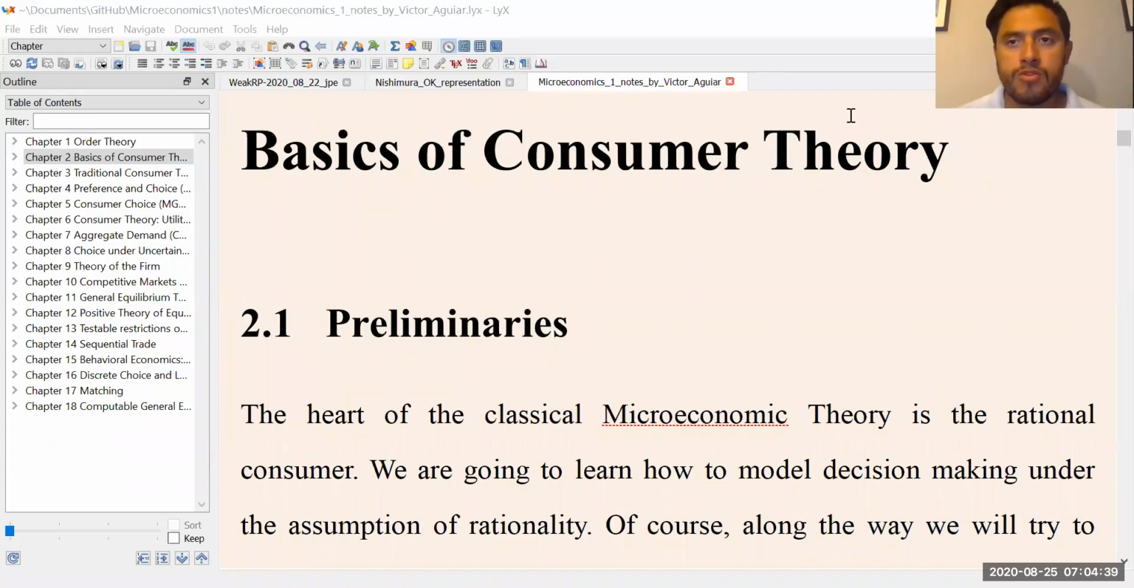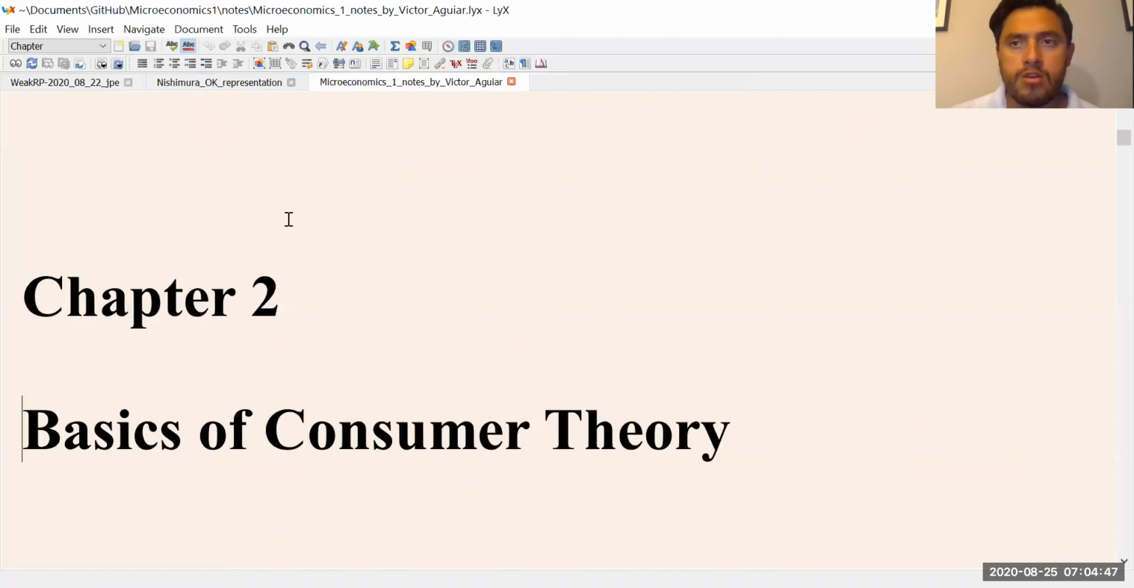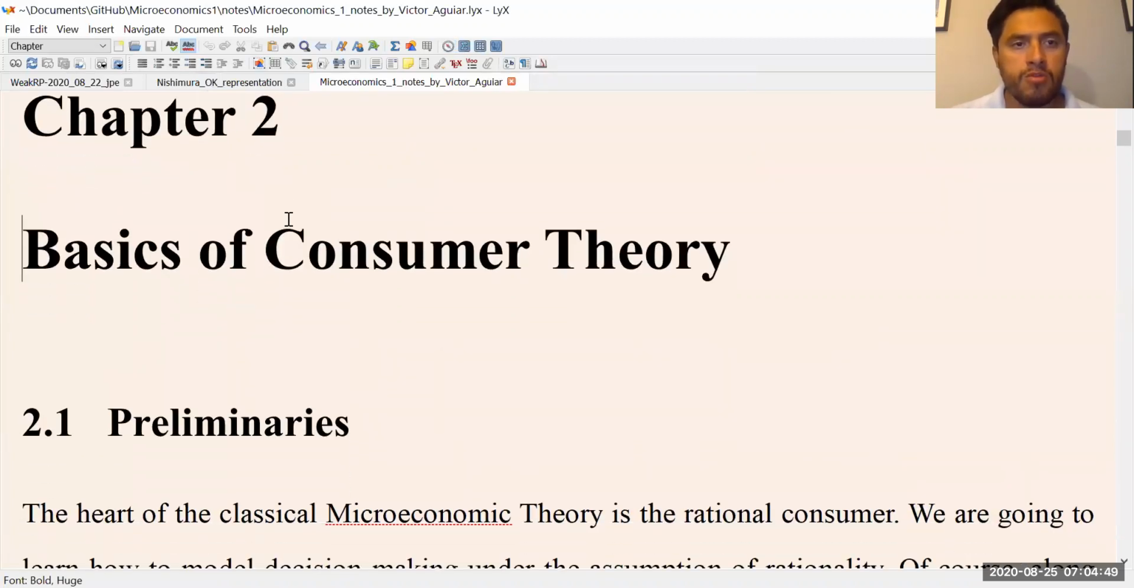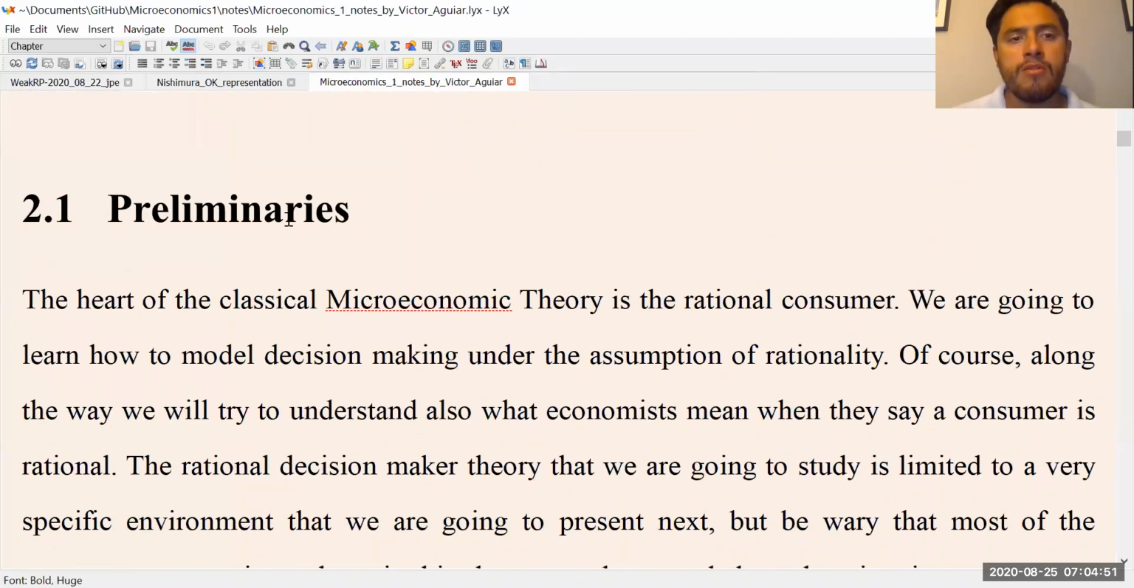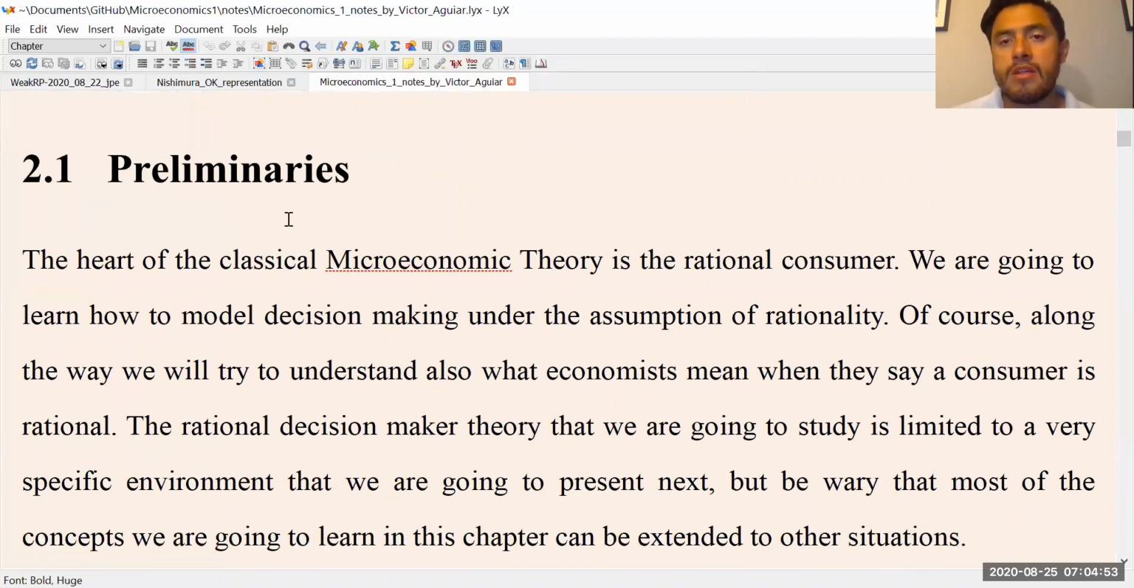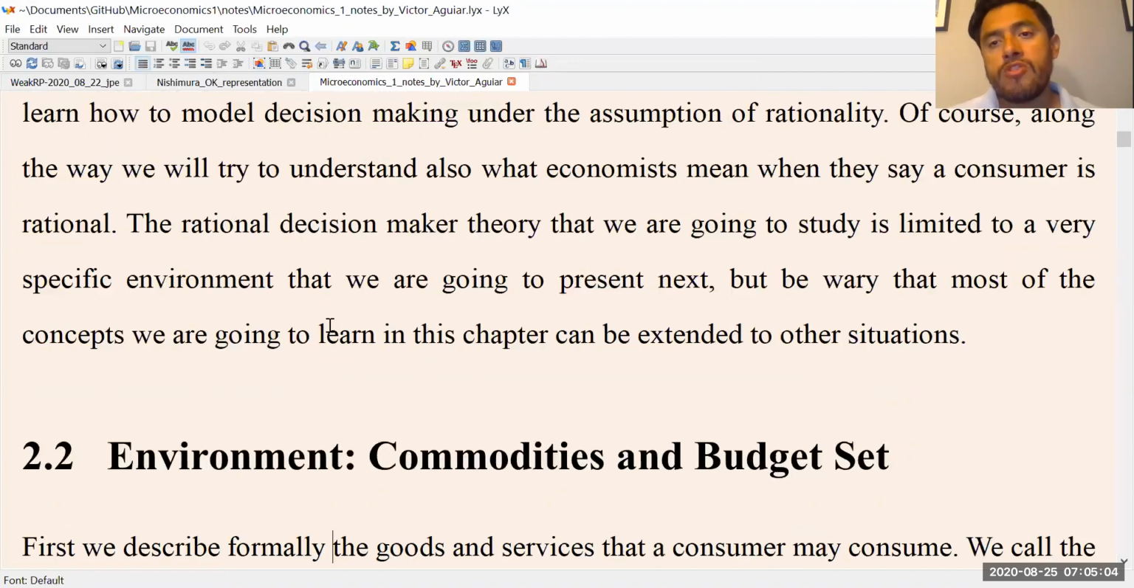Good morning, everyone. So today we're going to present chapter 2, which is basically basics of consumer theory. The heart of the classical microeconomic theory basically is a rational consumer. So we're going to learn how to model decision making under assumptions of rationality. Of course, along the way, what we'll try to understand is basically what we mean by being rational.